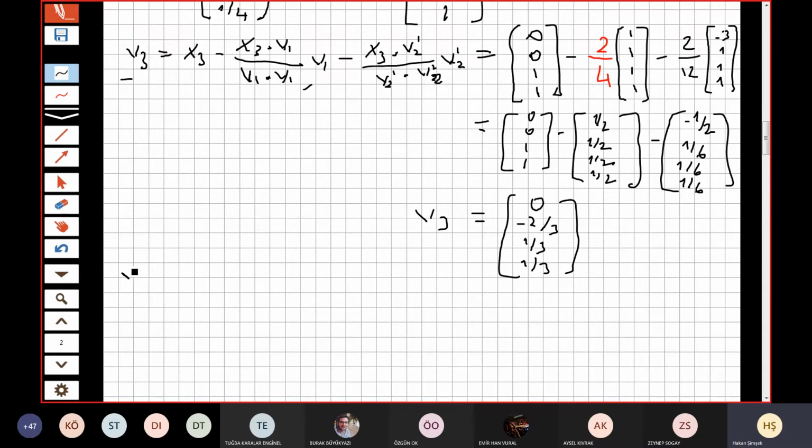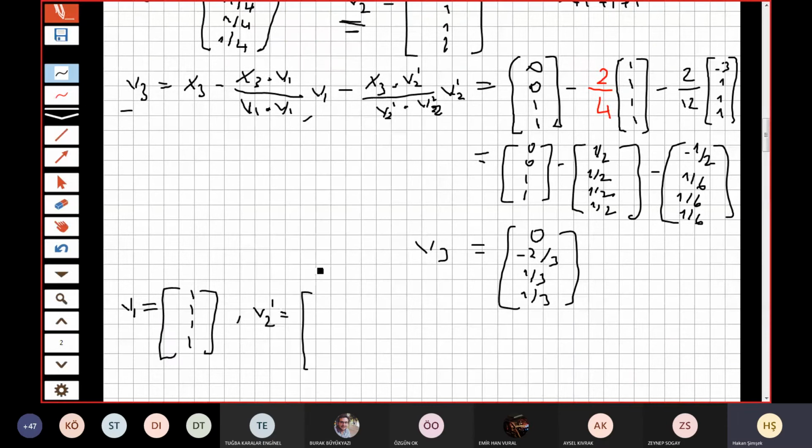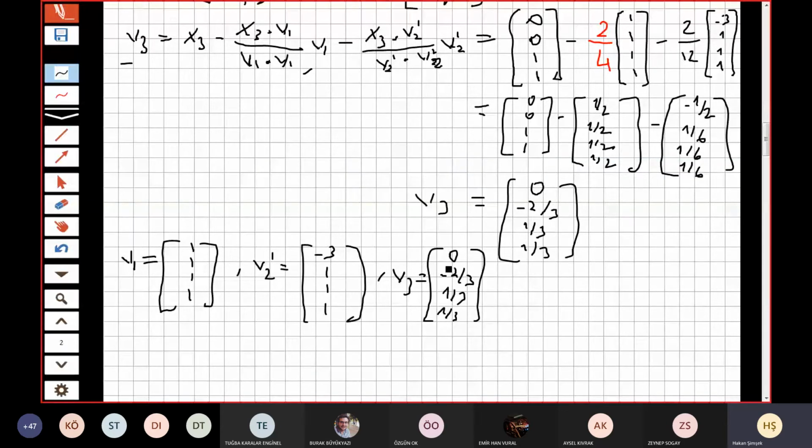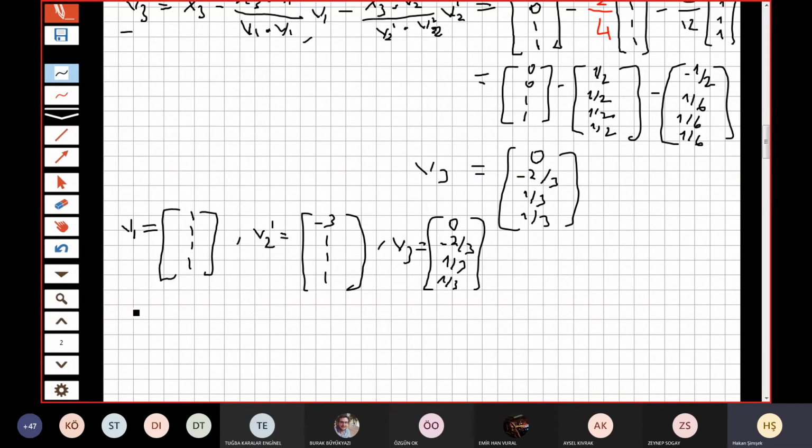So that's it. V1 has the components 1, 1, 1, 1. V2 prime has the components minus 3, 1, 1, 1. V3 has the components 0, minus 2 over 3, 1 over 3, 1 over 3. For the second vector V2, to get rid of the fractional numbers, you can multiply this vector by 3 to get an easier vector. And you will see, for example, V1 inner product V2 prime should be 0.